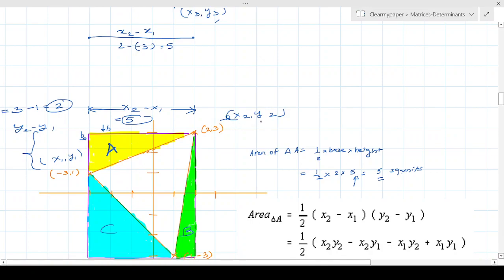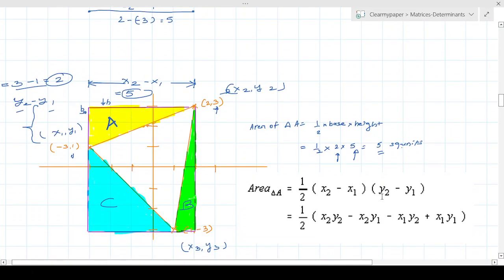I'm going to take the difference of the y coordinates, which is given by y2 minus y1, where y2 is 3 and y1 is 1. So 3 minus 1 is 2, and this is what I'm going to get here. So when I do this, the answer is going to be 5 units because the 2 and 2 get cancelled.